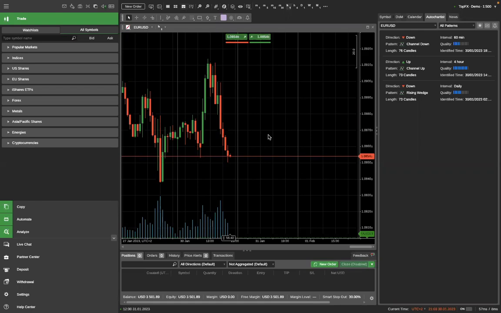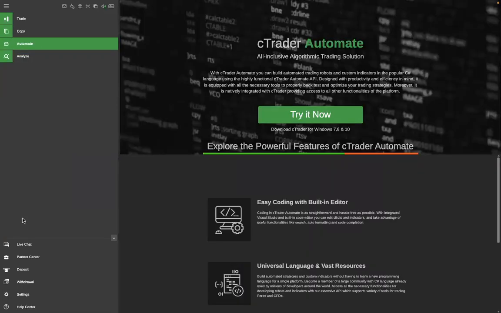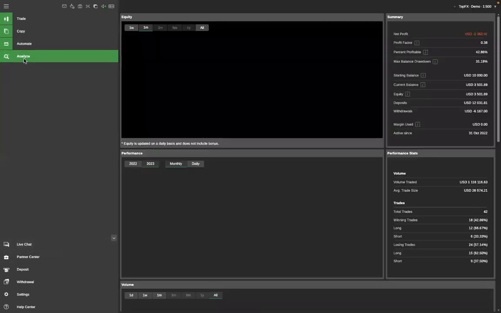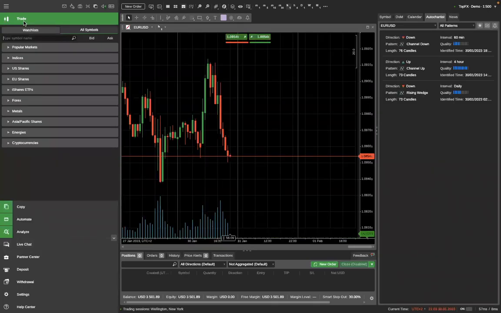So what do I have here? On my left hand is the general panel with the trade menu of the popular markets. I can trade indices, US shares, European shares, and plenty more, even cryptocurrency. I can go to the copy trading panel, of course. I can do some automated trading. I can also do some analysis of my account. This is the educational account, so there are some statistics just for the educational purposes only.